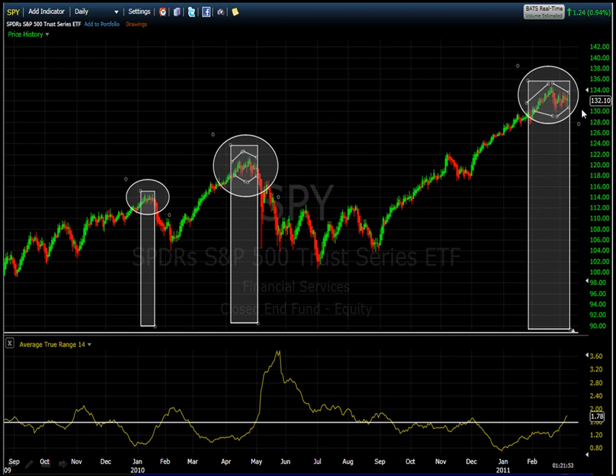The S&P 500 1300 level is represented by SPY here at 130. That's a critical line in the sand. That's our support. If we break that, then I would expect this scenario to play out once again.